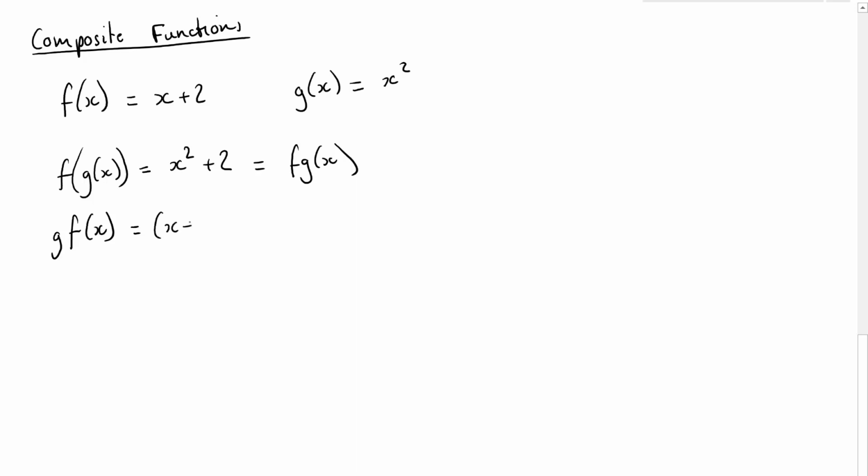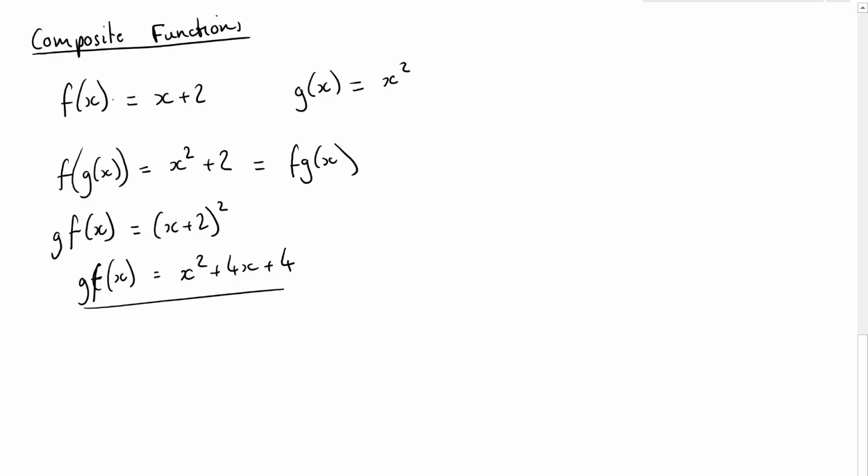So this is going to become (x plus 2) all squared, and then g of f of x is going to be equal to x squared plus 4x plus 4. Okay? What happens if I wanted to put the same function to be the input of its own function?